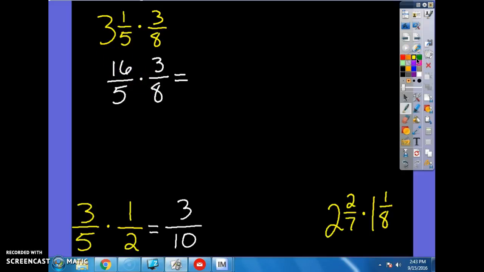I'm going to take 16 and 8 and divide them by 8. This will be 2, this is 1. This makes my multiplication much easier in this problem. 2 times 3 is 6. 5 times 1 is 5.